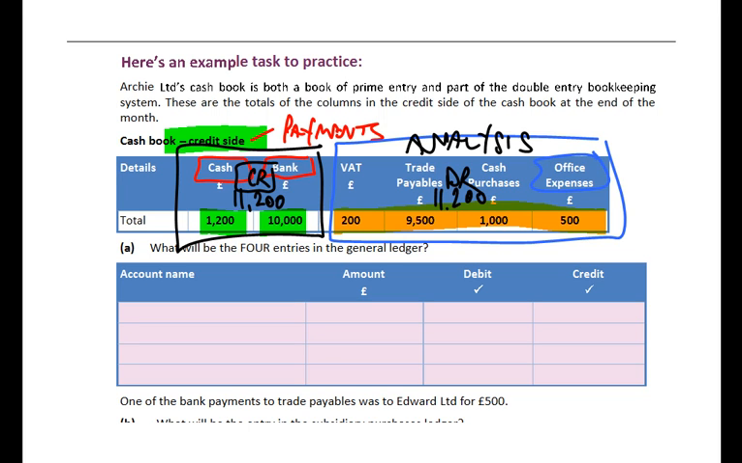Which really just illustrates that the whole point of your books of prime entry, whether it's the cash books or the day books, is to help you build your double entry, and that's really the purpose of all the various columns.